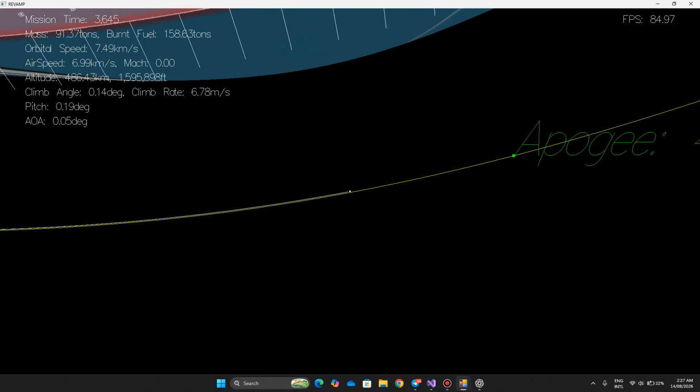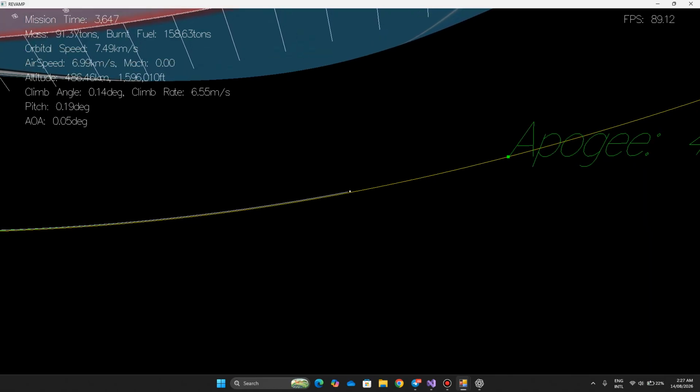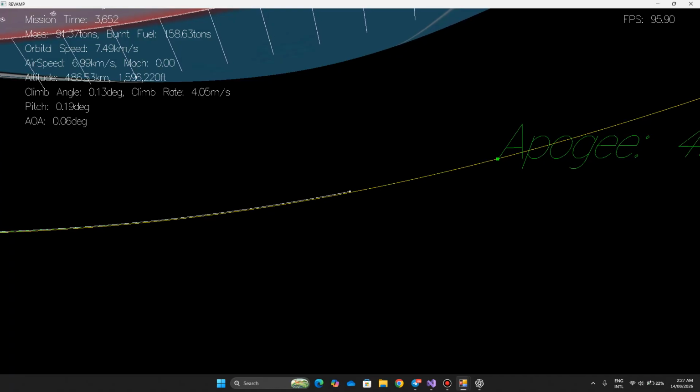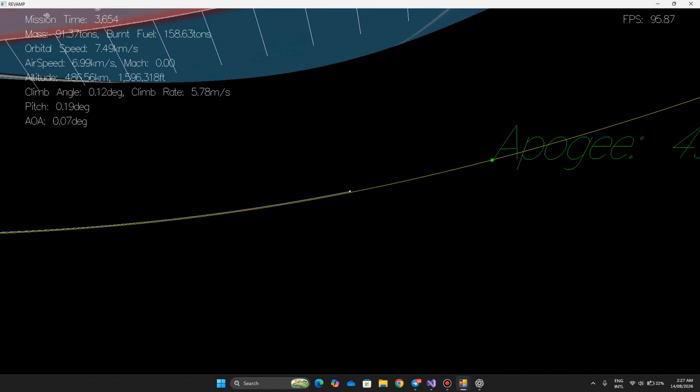Coasting to apogee. When you're there, trickle in prograde just enough to lift perigee and keep your de-orbit reserve intact.